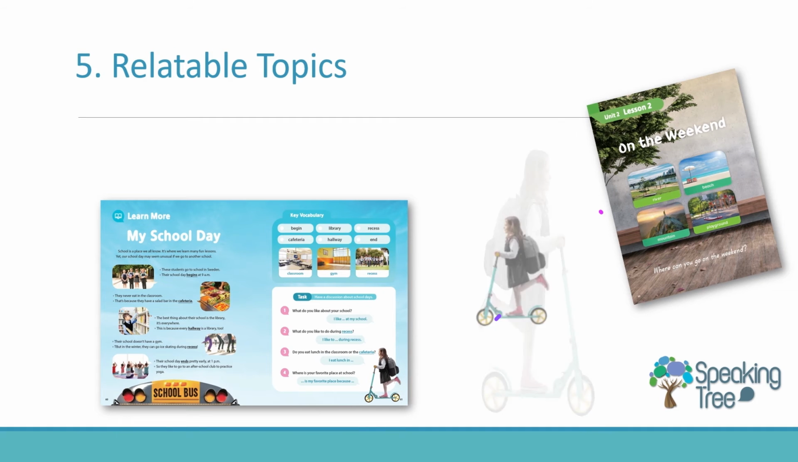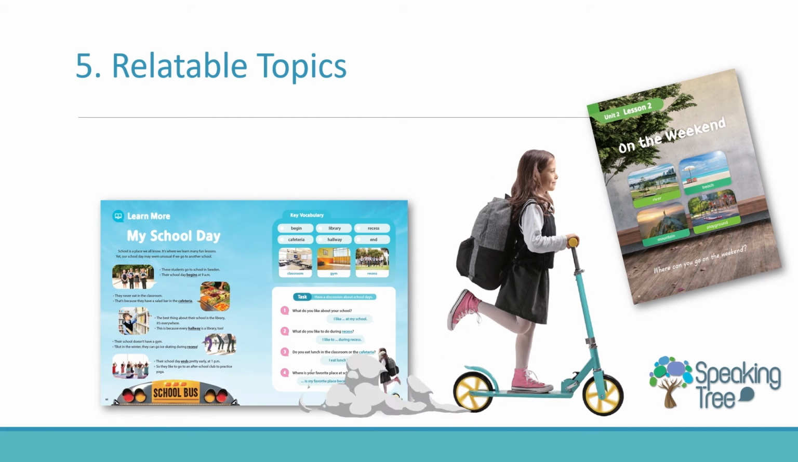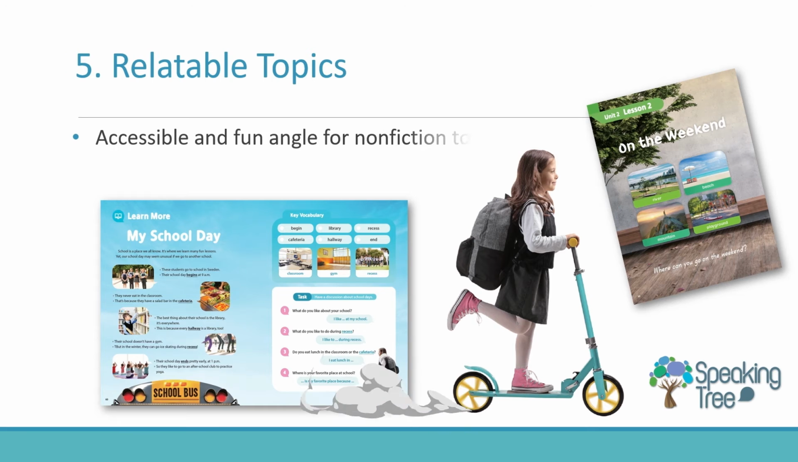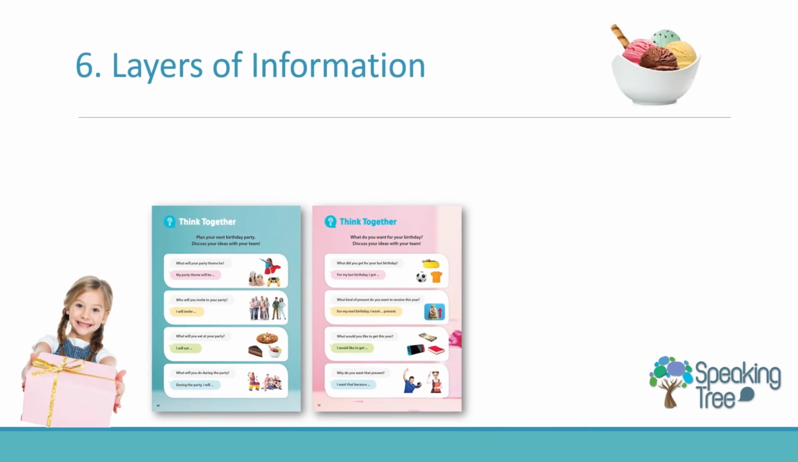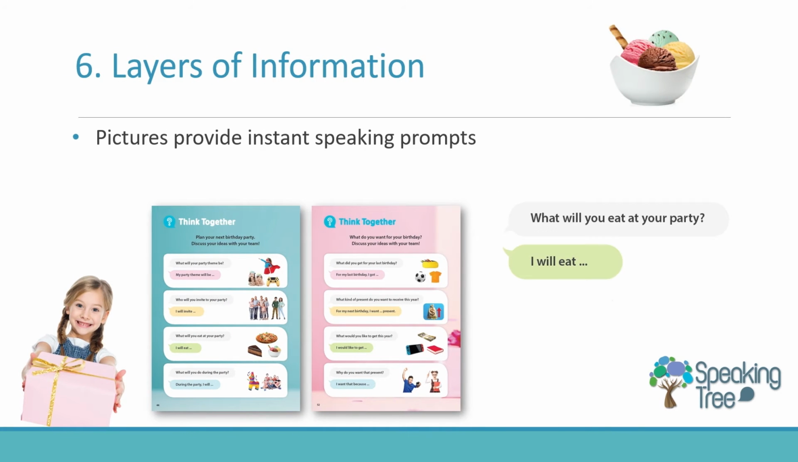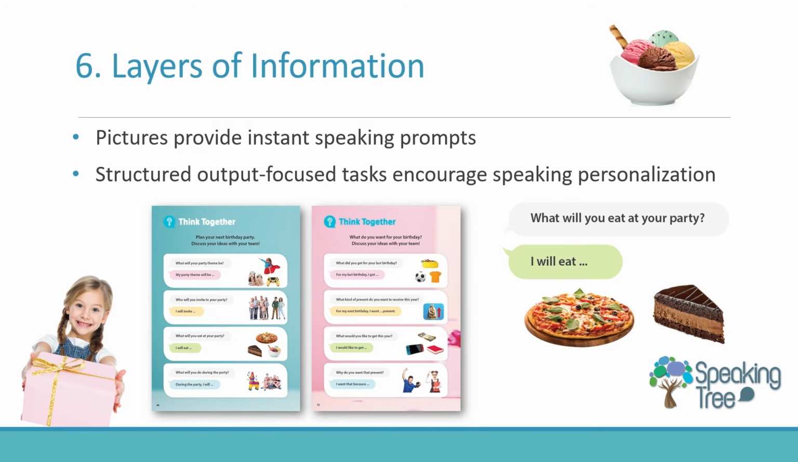Furthermore, the nonfiction articles are written in a relatable way for students. The choice of facts are accessible and fun, so that the classes always have a positive outlook. Next, pictures provide instant speaking prompts and allow layers of information to be pulled from each page. But the most effective part of Speaking Tree is the output-focused tasks that encourage speaking and allow for personalization as students share their opinions and ideas.